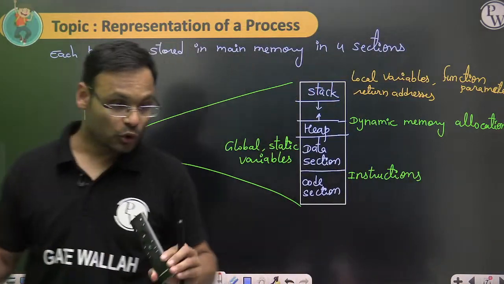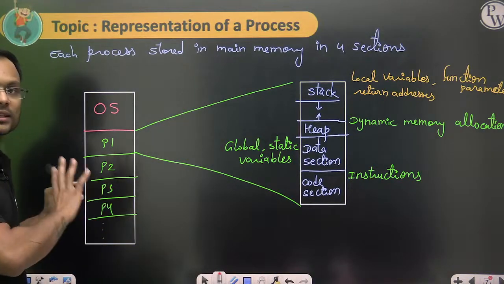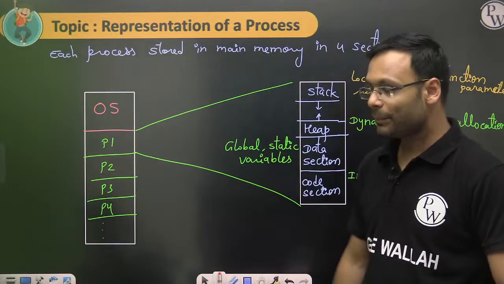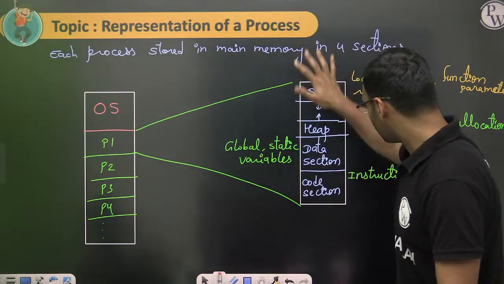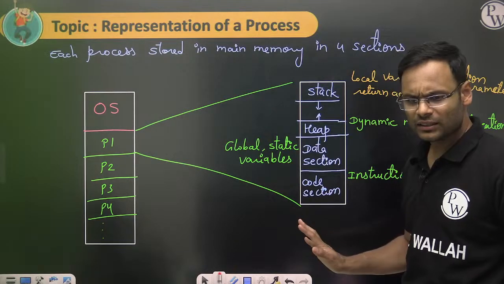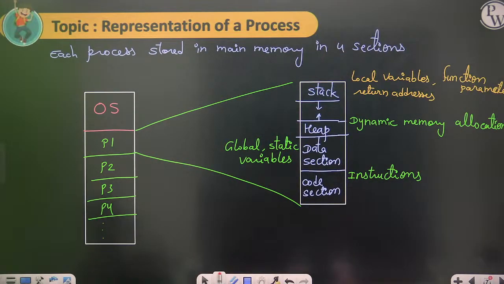No sharing. I know sharing is caring in the human world, but this is the computer system world. Here, no sharing at all. So P2 has its own 4 sections, its own heap, stack, data section, code section, everything. Same for P3, and for P4 also, and that is how a process is stored.